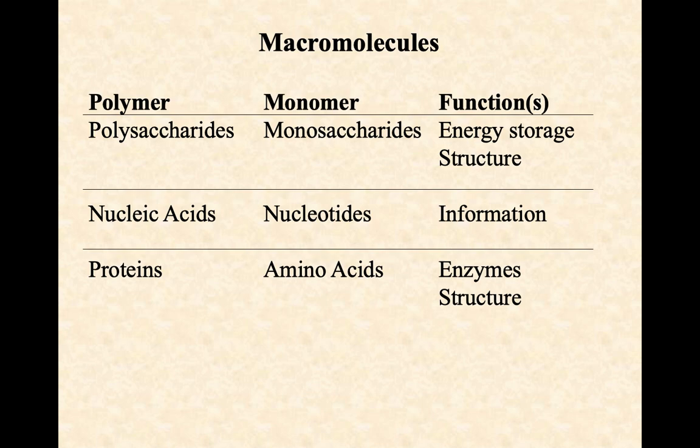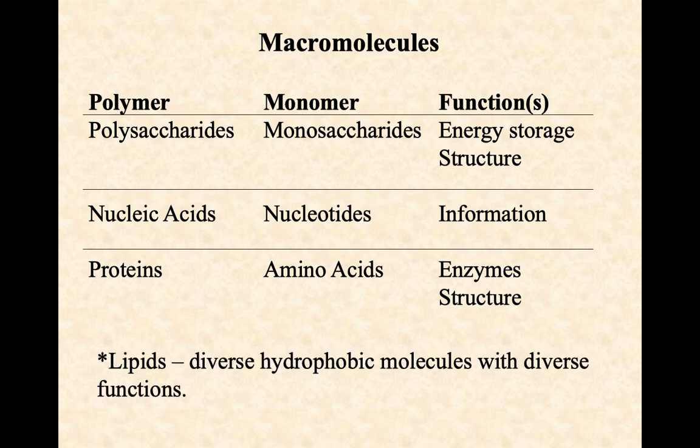So the 3 that are true polymers are the polysaccharides, the nucleic acids, and the proteins. You can see what their monomers and their functions are there. The 4th that is really a separate set are the lipids, and these are diverse hydrophobic molecules with diverse functions. Basically, anything in the cell that is hydrophobic in nature, we're going to label a lipid, and there's no real polymer to lipids, no real monomer to lipids, and so they're not true polymers.